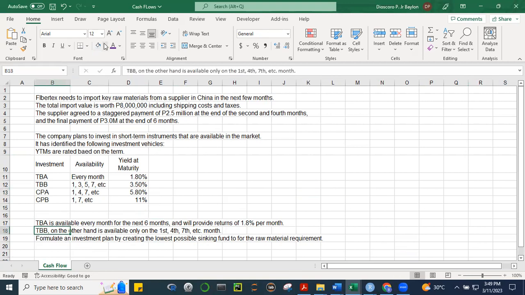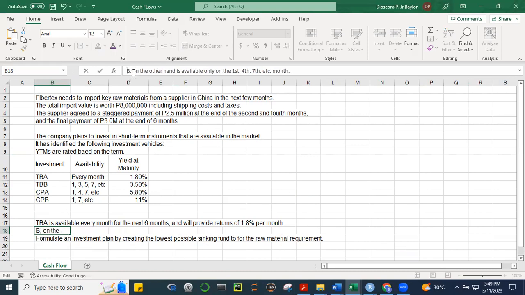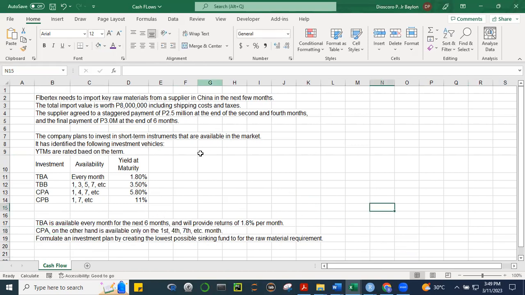I think this is wrong. This is CPA. Sorry for the typographical error. CPA, on the other hand, is available on the first, fourth, seventh month. So we're asked to formulate an investment plan by creating the lowest possible sinking fund for the raw material requirement.